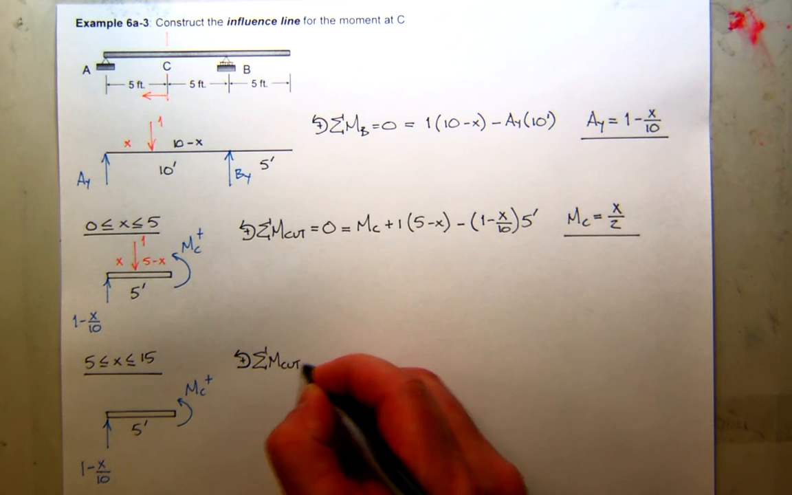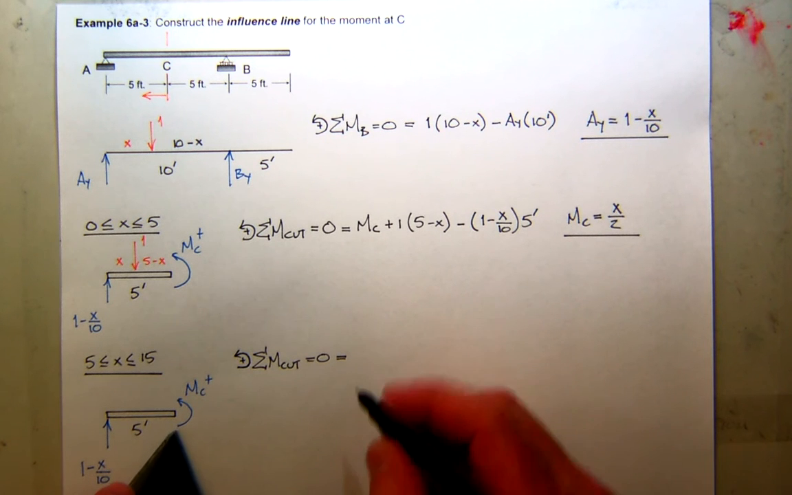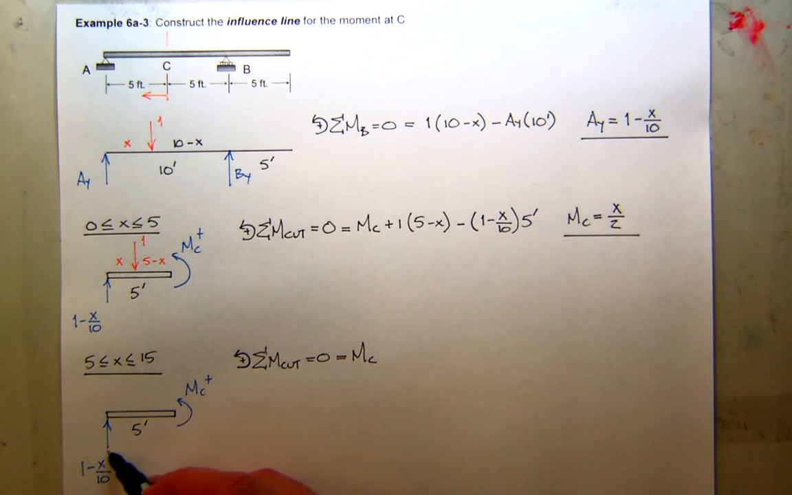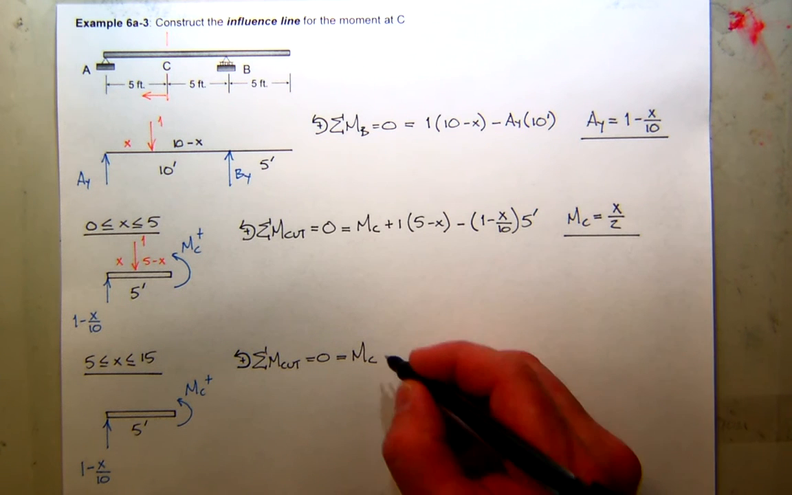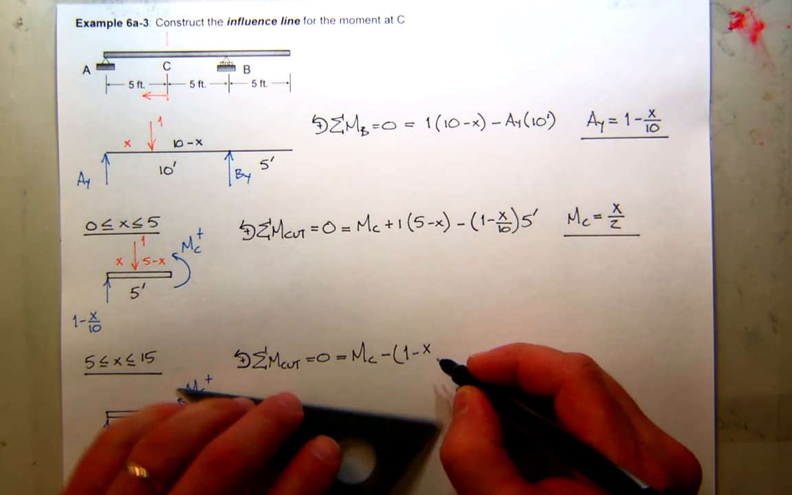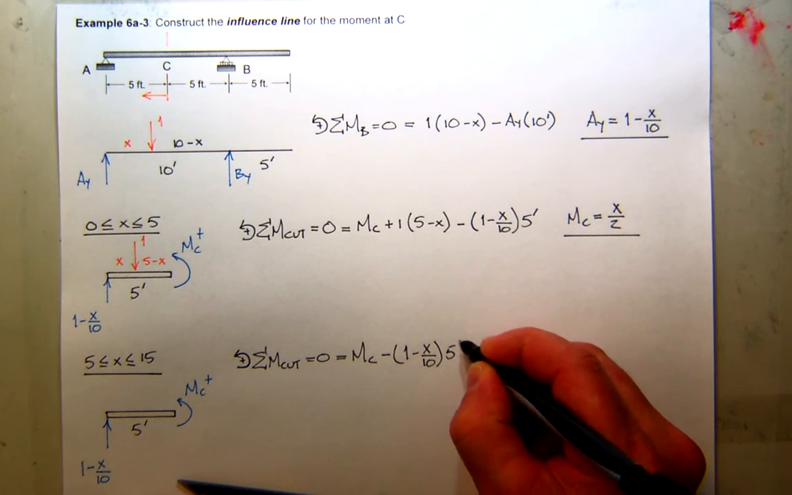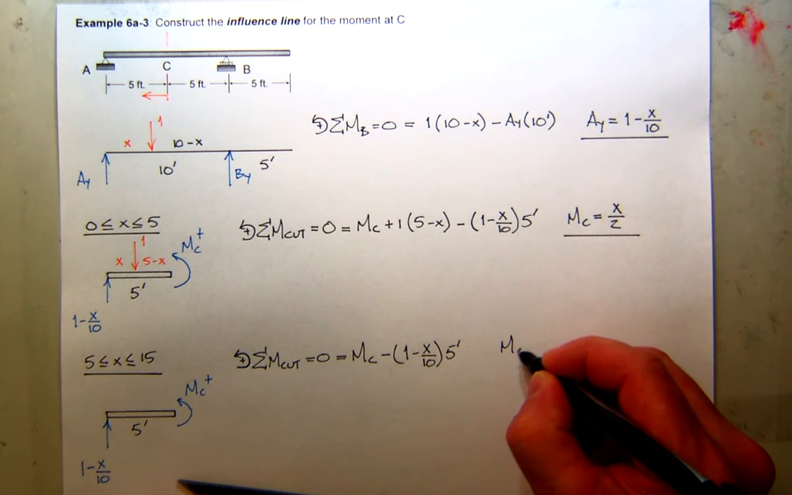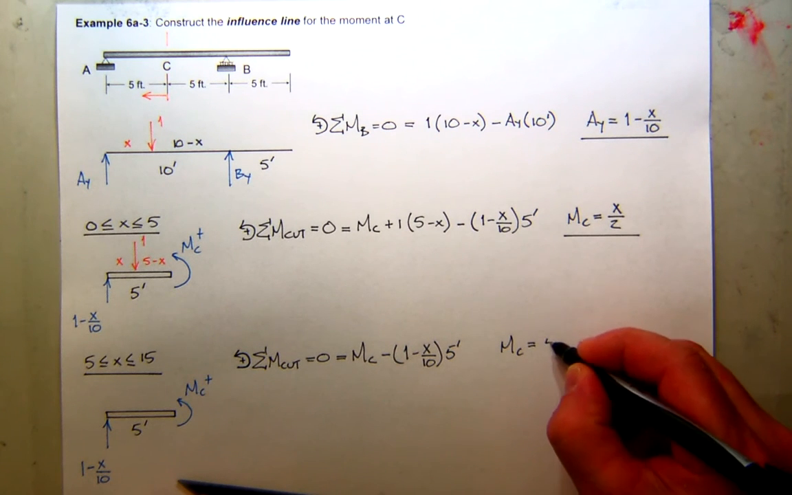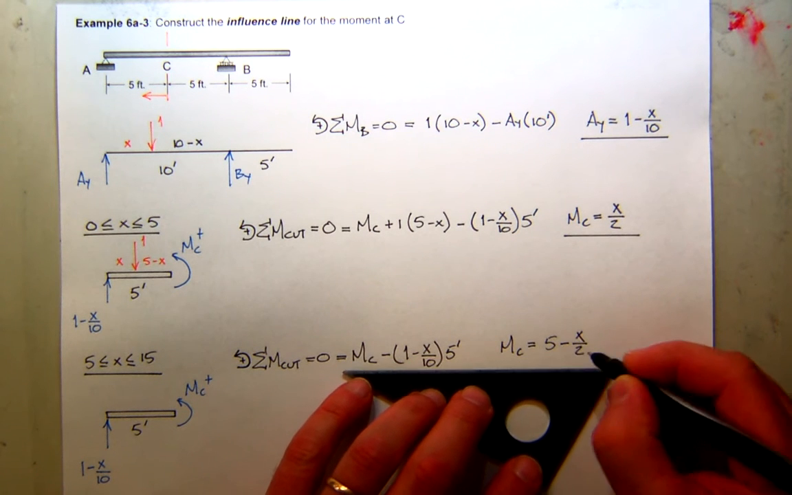At the cut, make sure it's in equilibrium. We'll do it again. Again, the internal moment is positive. There is no applied load anymore, and I just have the reaction at AY, which is negative moment, with a force of 1 minus x over 10, and a moment arm of 5. So when you solve for the moment at C, you get 5 minus x over 2.